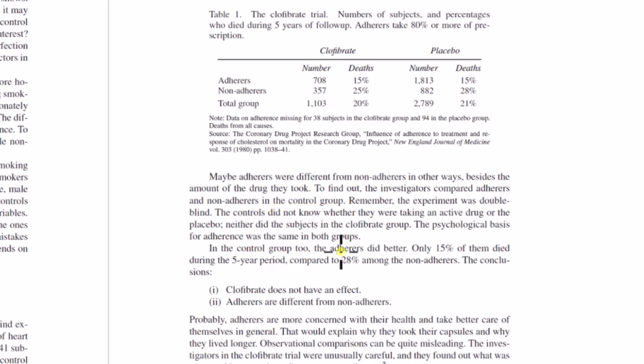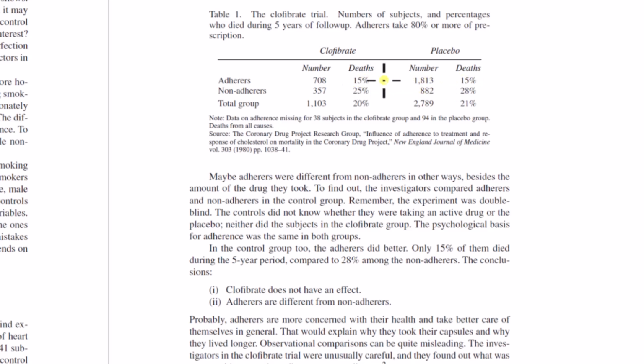In control group 2, the adherers did better. Only 15% of them died during the 5-year period compared to 28% of the non-adherers. Okay, so if we come here, what they're saying is they also looked at the control group and had that same difference from the adherers to the non-adherers. So the conclusion there is the adherers were just more responsible, healthier, took care of themselves better.